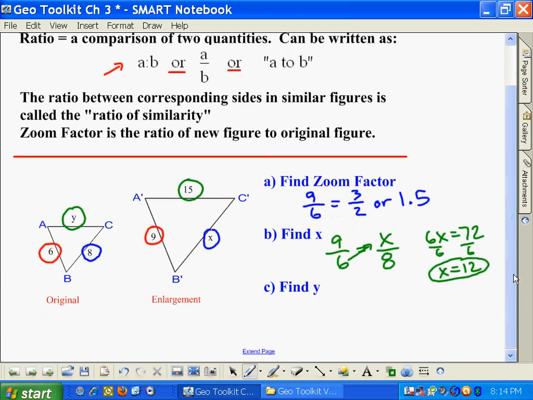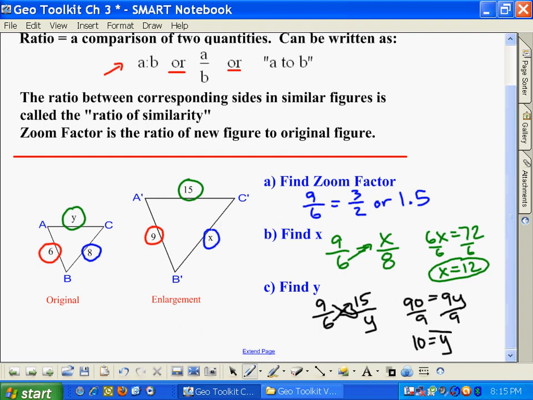Likewise, if we want to find Y, we need to set up a similar kind of equation. We can say 9 is to 6 again, that's the red ones here. Now we're going to involve Y and 15. Since we started with the enlargement first, the 9's on top, we're going to have to put the 15 on top and the Y on the bottom. Once again, cross multiply. 6 times 15 is 90. 9 times Y is 9Y. And if we divide by 9 on both sides, we wind up with 10 equals Y.